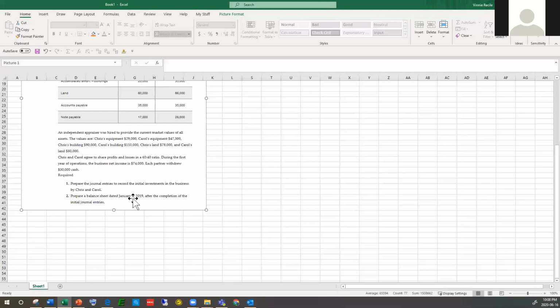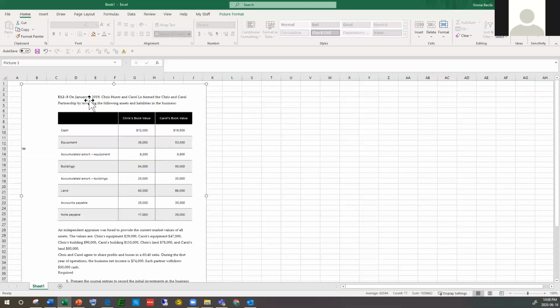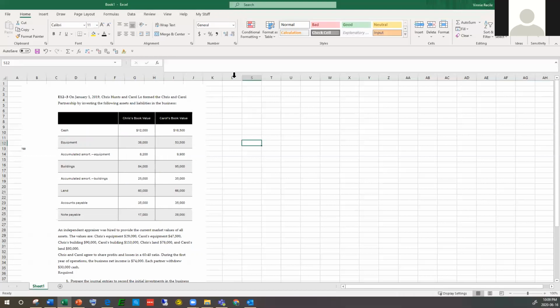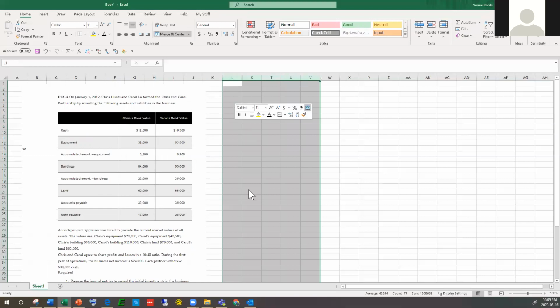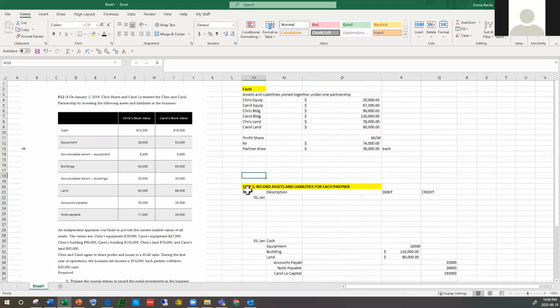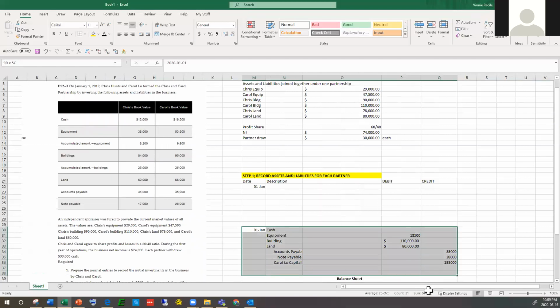Take note of the balance sheet date. It's January 1st, 2019. When does this start? January 1st, 2019. That is the date of your balance sheet. So just make a note so that you understand the dates here. With that, we're going to get started on reviewing the facts in the problem and then reviewing what each of the steps are moving forward.